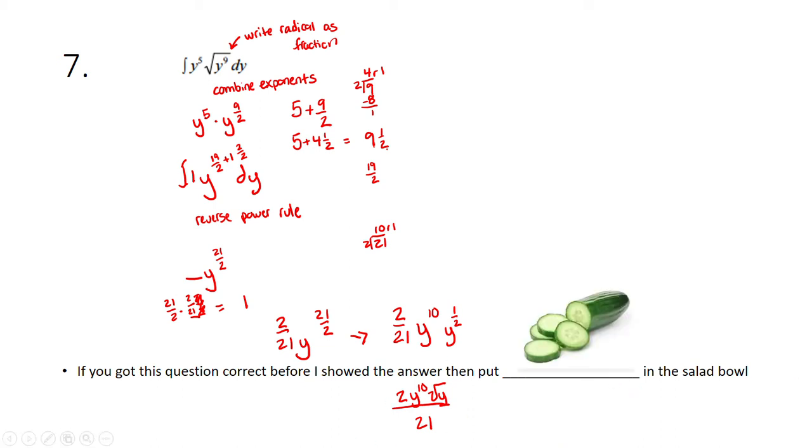You get this right, you have some cucumbers in your salad. Next question.